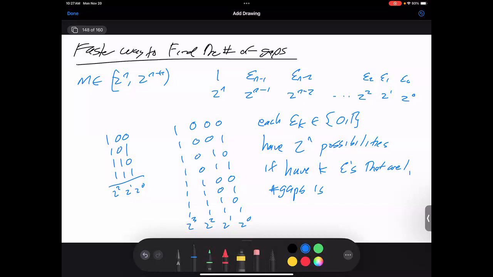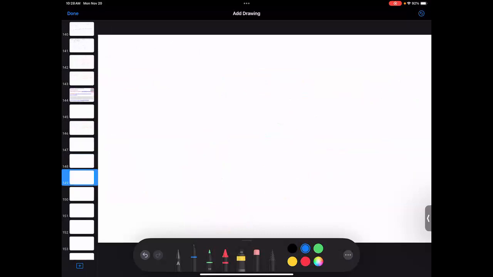So if I have k epsilons that are 1, how many gaps do I have? I have k minus 1 gaps. Okay. So does everyone agree that if I have k epsilons that are 1, there'll be k minus 1 gaps? But we have to remember, one of the epsilons is always going to be 1. Which one is always going to be 1? 2 to the n.